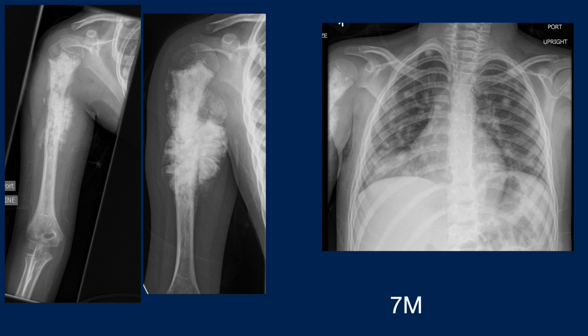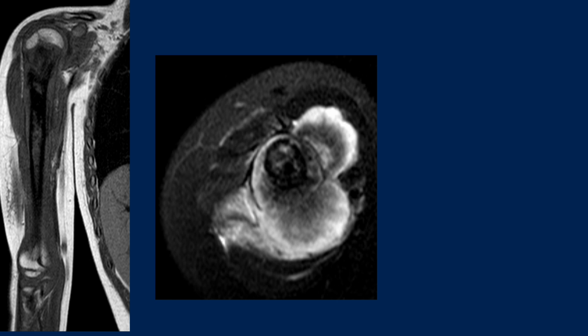Note that the next plain film very likely is post-chemotherapy because of how much more well-defined the lesion appears. The chest radiograph showing numerous round metastases. You can also see the lesion in the right shoulder on the chest radiograph. The MRI showing the extensive soft tissue component of the lesion. Notice that it goes up to and appears to spare the epiphysis.